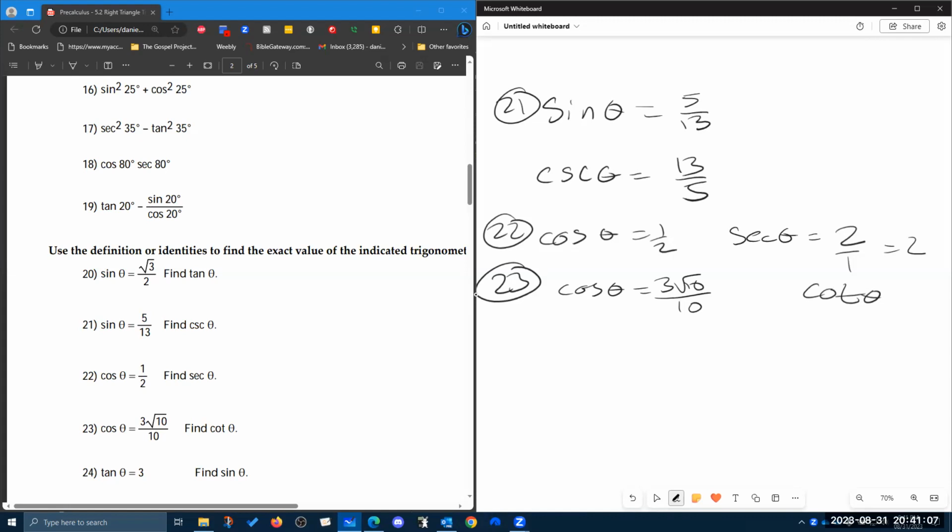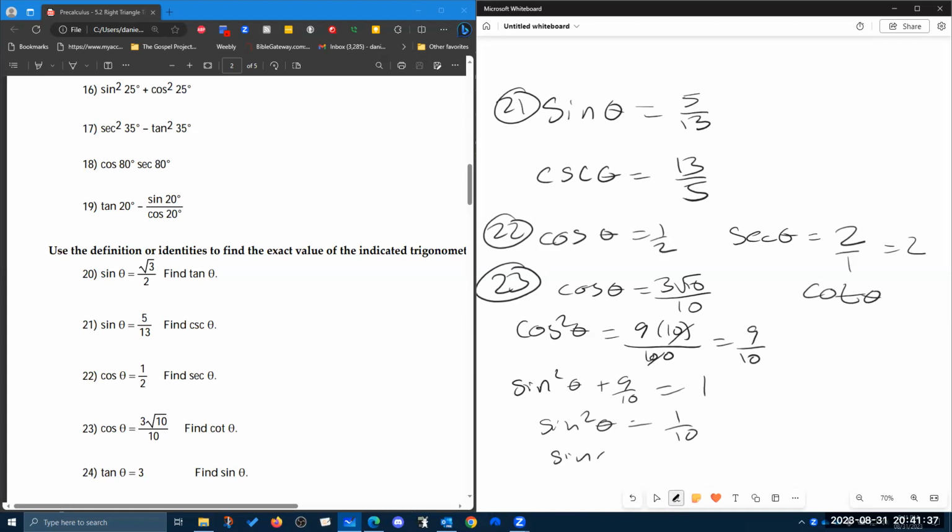So let's find sine by saying that cosine squared is 9 times 10/100, and that's 9/10. Sine squared plus cosine squared is equal to 1. So sine squared is equal to 1/10. So sine theta is equal to 1/√10, which is the same as √10/10.